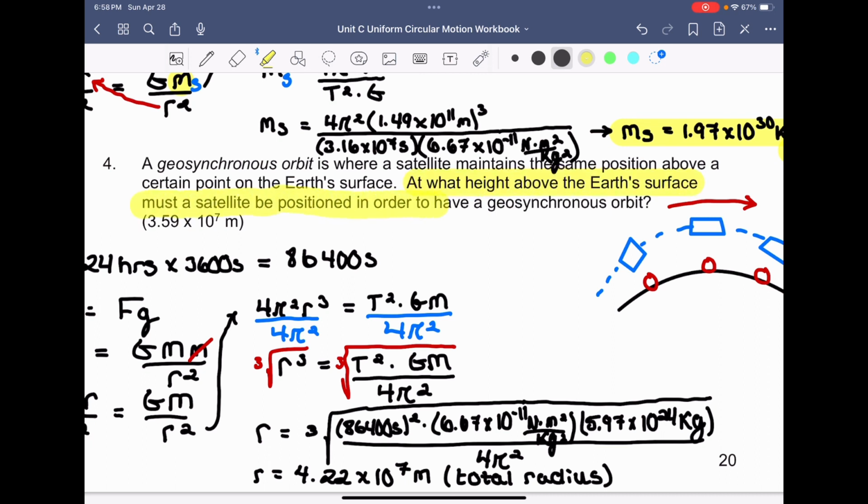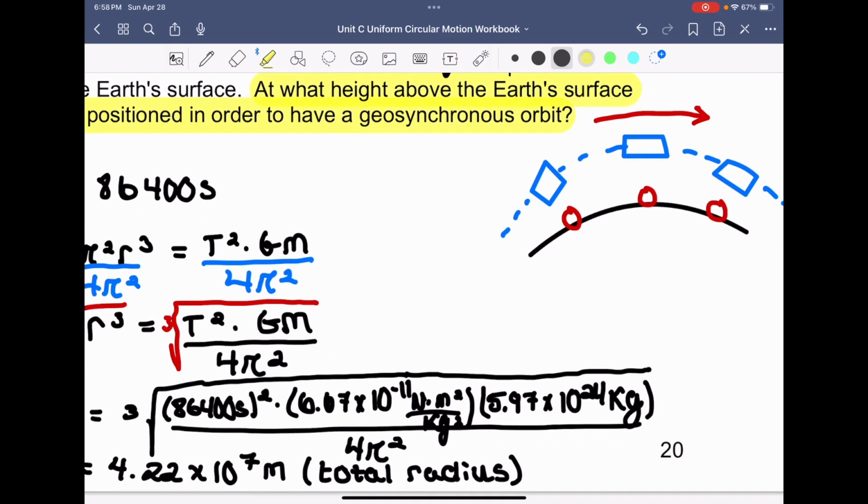Where should it be positioned in order to have this geosynchronous orbit above the Earth's surface? So if this is the total radius, then we're just going to do a really simple calculation to end this. Right above our little diagram here, we can say, therefore, the radius above, or the radius A, if we want to call it that, and even in our diagram, we could write this in here. The radius A that we're looking for is equal to the radius total minus the radius of the Earth.